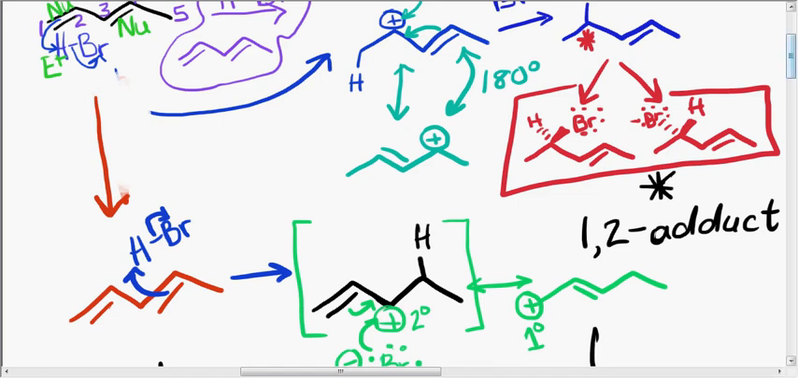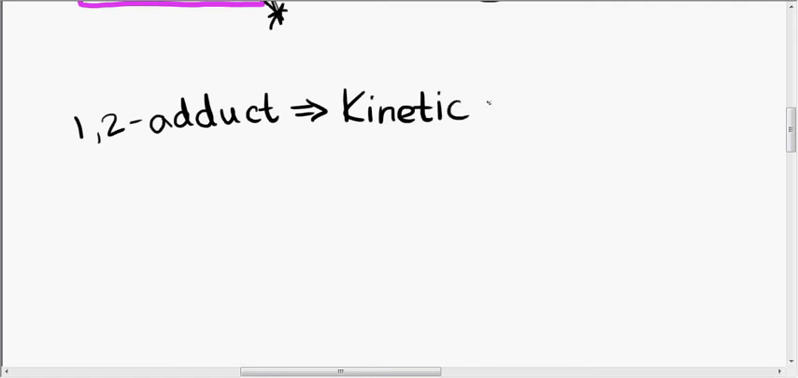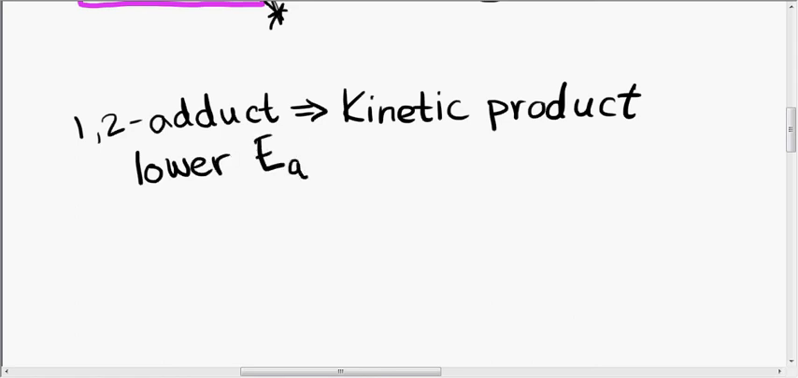All right, 1-2 adduct. Now, really, what's really interesting here, folks, is the difference between a 1-2 adduct and a 1-4 adduct. Usually a 1-2 adduct is what we call the kinetic product. So what's interesting here is that you're going to have the kinetic product form because it has a lower activation energy for the attack of the nucleophile. And by the nucleophile here, I mean the second nucleophile.